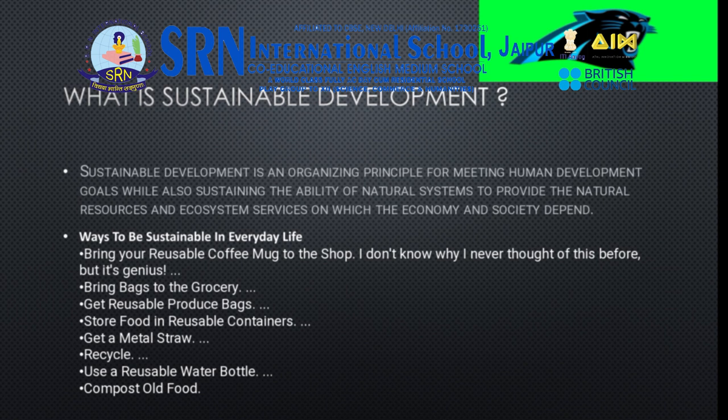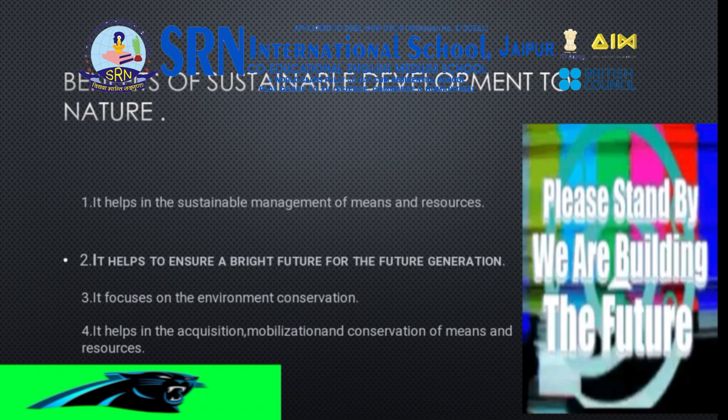Ways to be sustainable in everyday life. Bring your reusable coffee mug to the shop. I don't know why I never thought of this before, but it's genius. Bring bags to the grocery. Get reusable produce bags. Store food in reusable containers. Get a metal straw. Recycle. Use a reusable water bottle. Compost old food.